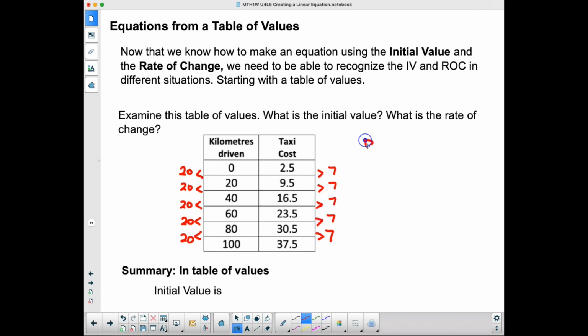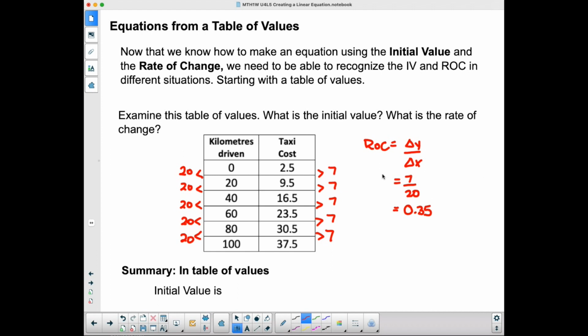So the rate of change, remember, is the change in y divided by the change in x, which is 7 divided by 20. So 7 divided by 20, since we're talking about money here, we're going to change this into dollars and cents. This is just 35 cents. So 0.35, 35 cents.